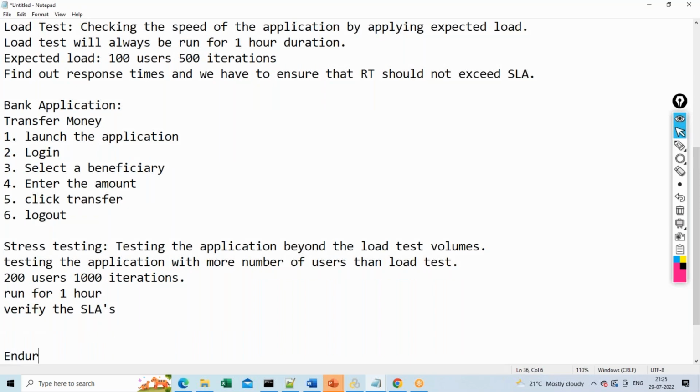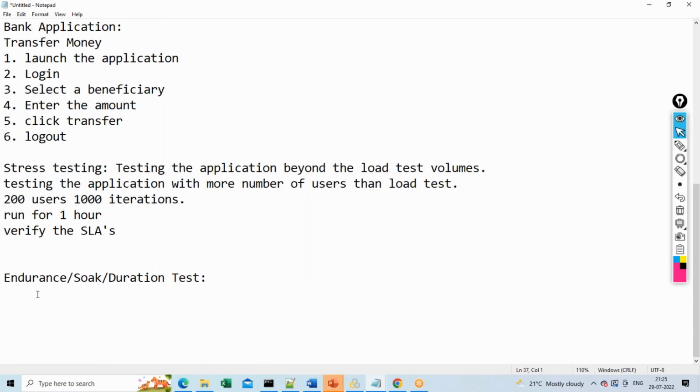Now, the next type of test we are going to discuss today is the endurance or soak or duration test. Very important one, and most of the issues probably we will observe in these sort of tests. All these three names are the same: endurance, soak, duration, all three are same.